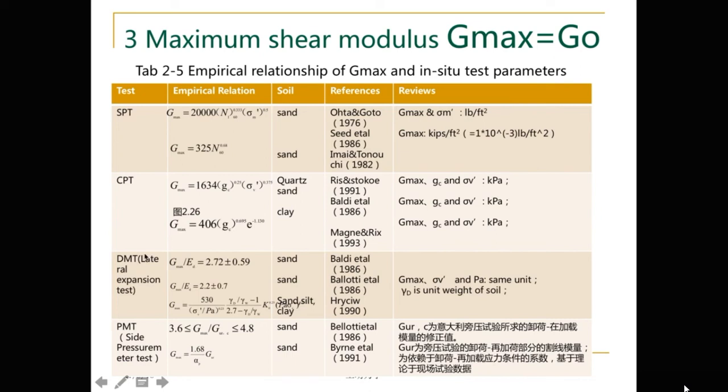And DMT test, also called the dilatometer lateral expansion test. Baldi and his team proposed an empirical relationship of sand using this equation: Gmax divided by ED equal to 2.72 plus or minus 0.59. They give a range, in fact.